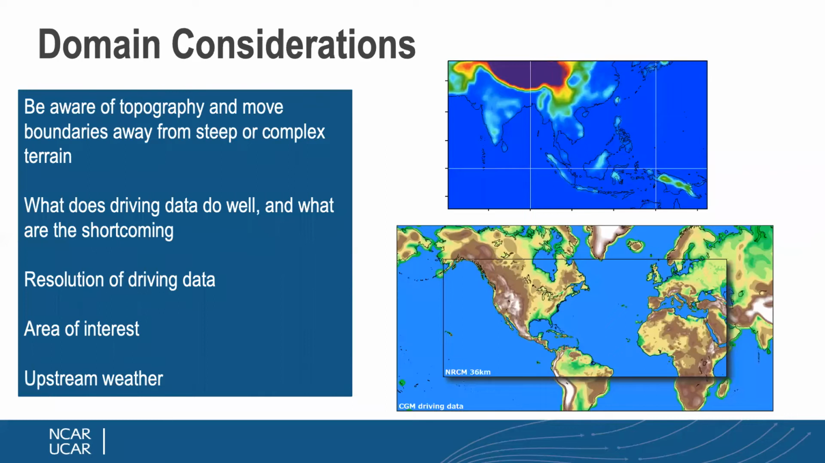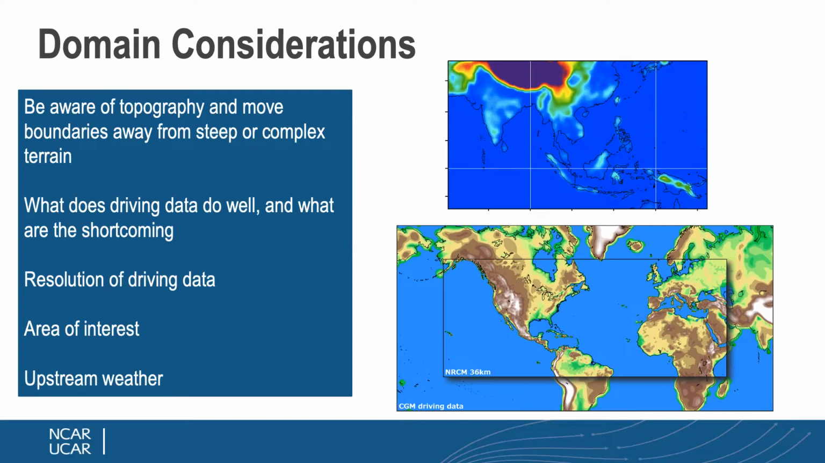Other considerations to be aware of is where the high topography is. So avoid placing your domain over a very high topography. You also need to consider what the driving data does well and what its shortcomings are. You need to consider the resolution of your driving data, the area that you're interested in, and what is upstream.